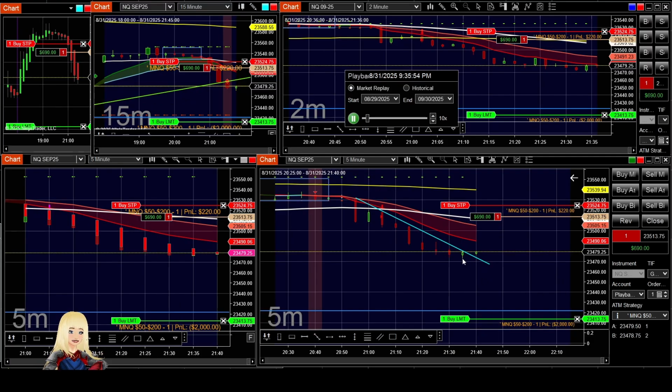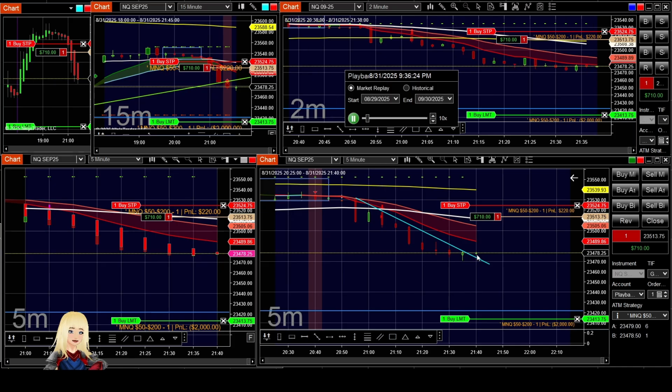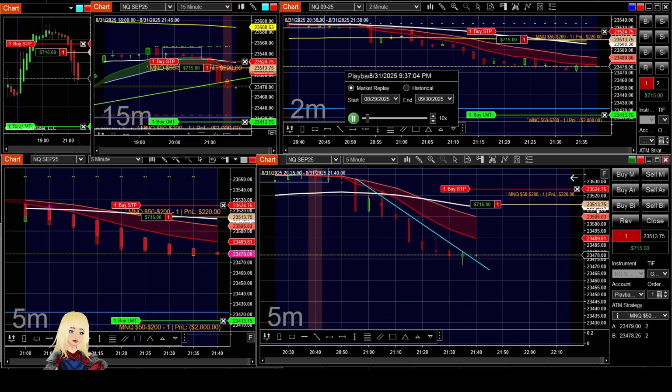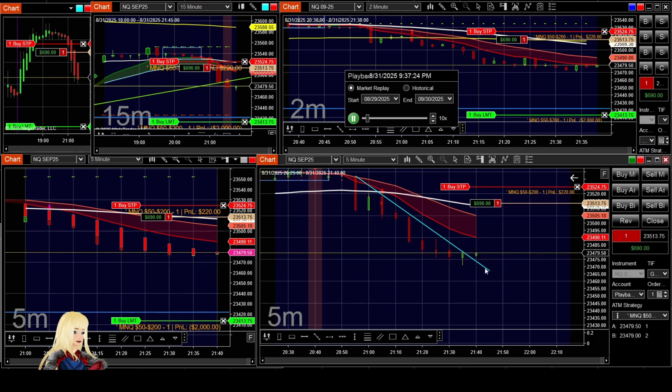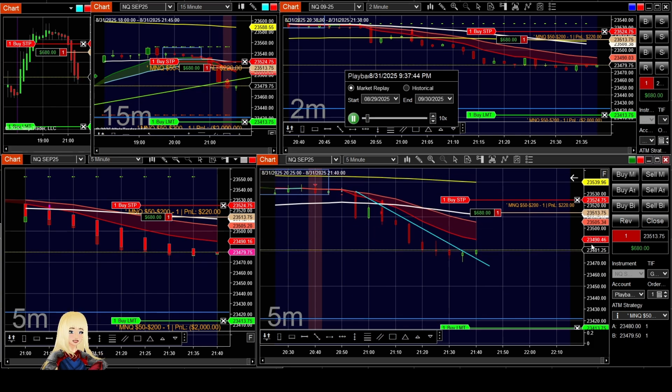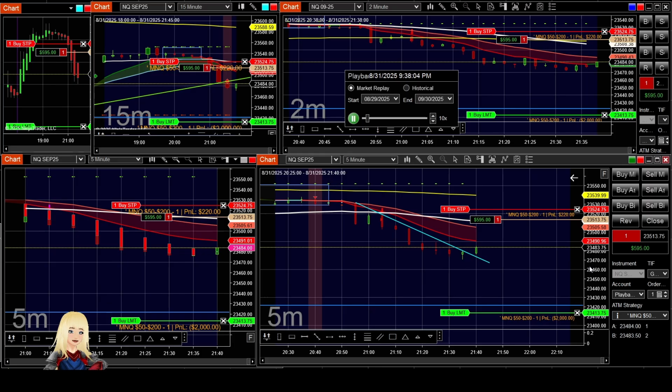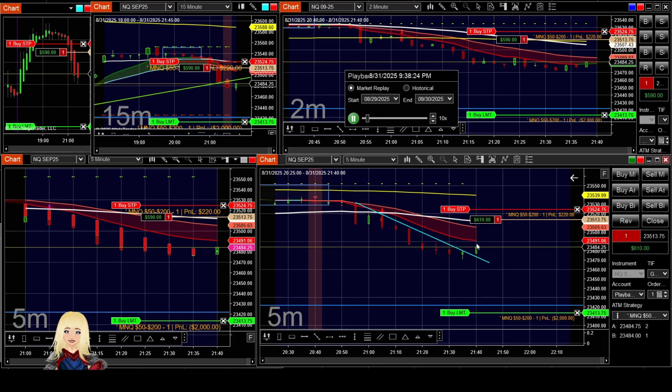Okay, price is now green on the 5-minute chart, and it is actually above our trend line. So we need to watch out for that. So our next don't worry thing is that this cloud is descending.